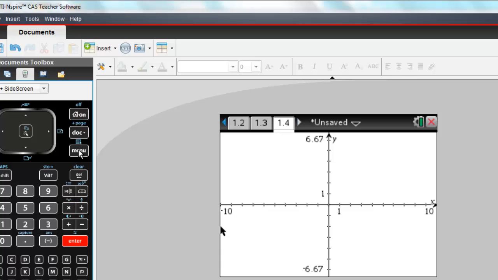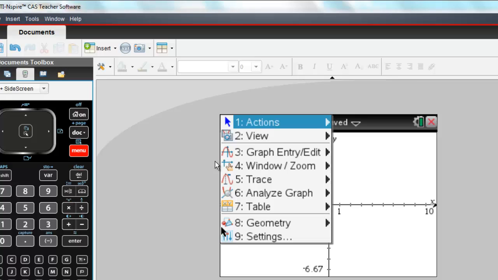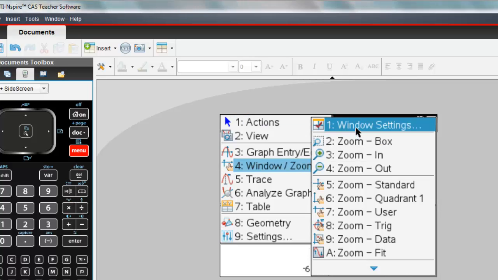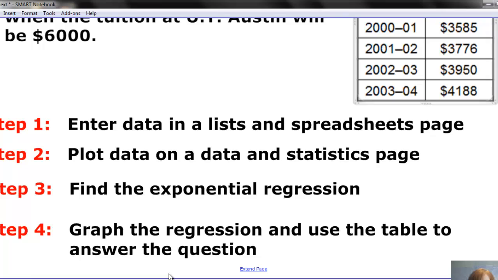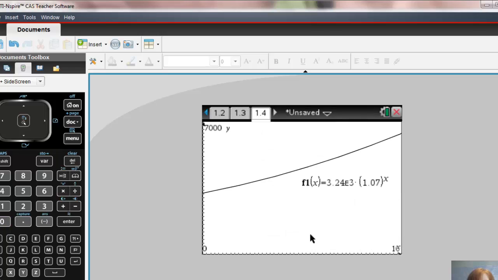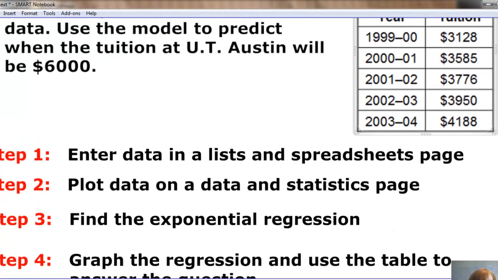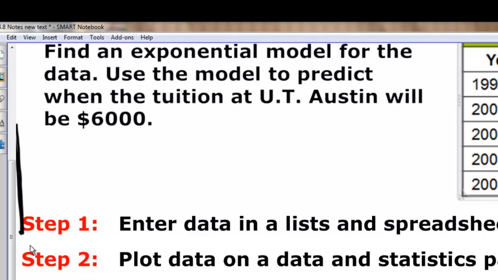So what we need to do is find the graph. If I go to Menu, Window Zoom, and I go to Window Settings, I know that this was for 0 to, we can say 10, and then minimum, we can say 0 for the tuition, up to, it was at least up to 4,188, so let's make it up to 7,000. Right, so there's our graph, and now if we want to find out when is it reaching 6,000, because that was the question. Right? The question says, use the model to predict when the tuition will be $6,000.